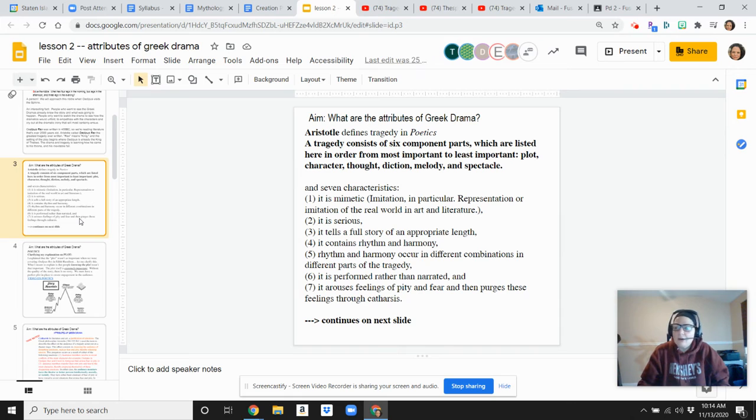It contains rhythm and harmony. That's kind of along with what I was talking about before with melody. It is performed rather than narrated. Oh, let me go back with the rhythm and harmony. They occur in different combinations in different parts of the tragedy.